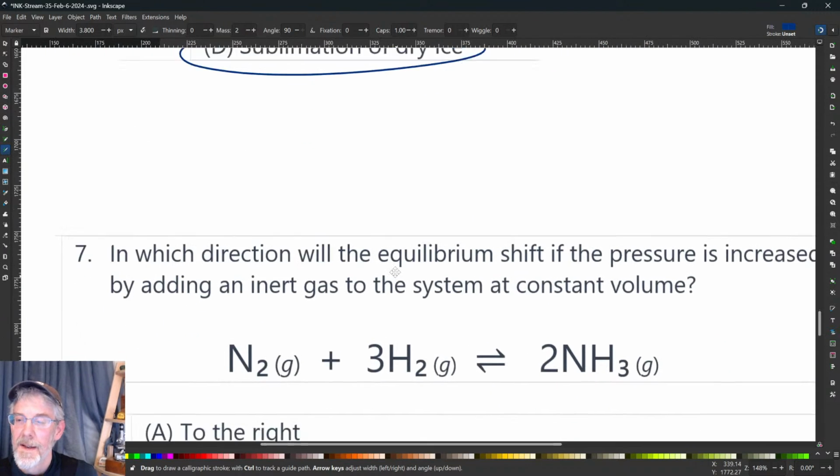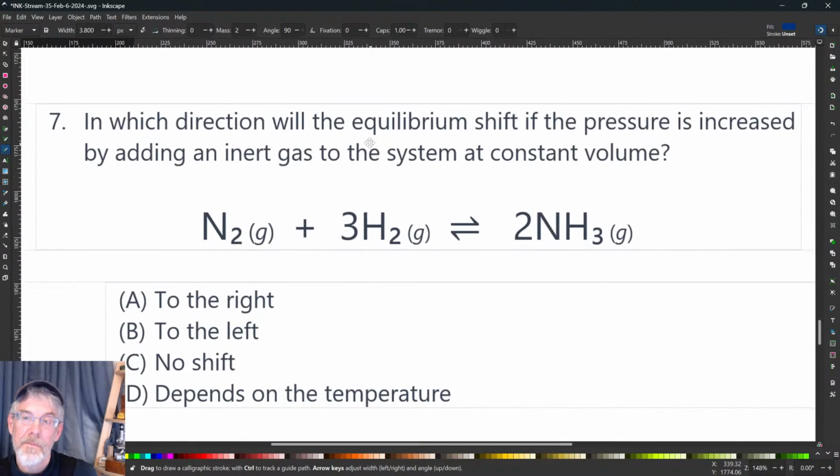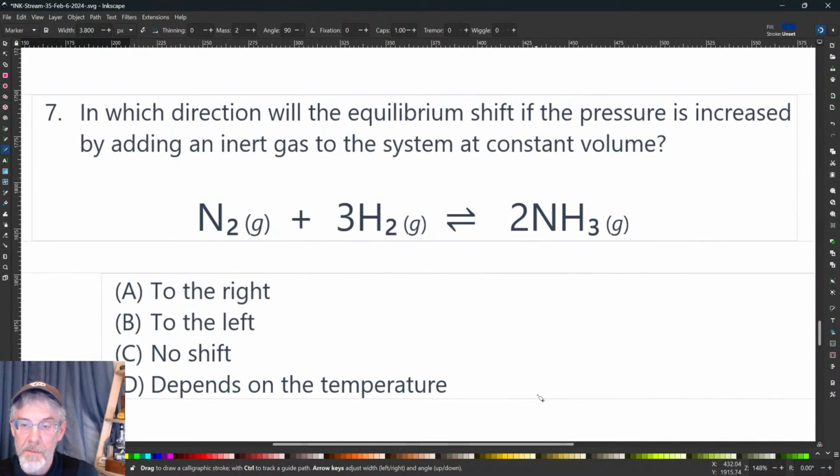All right. If you do equilibrium stuff, this is where a lot of students have problems. This is a harder problem. This is probably one of the harder problems this evening. So I'll give you a moment to try to think about that.